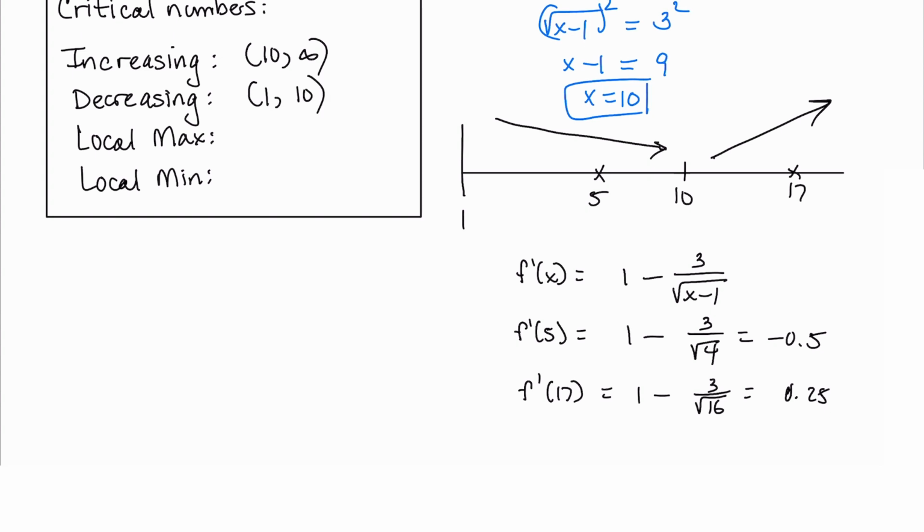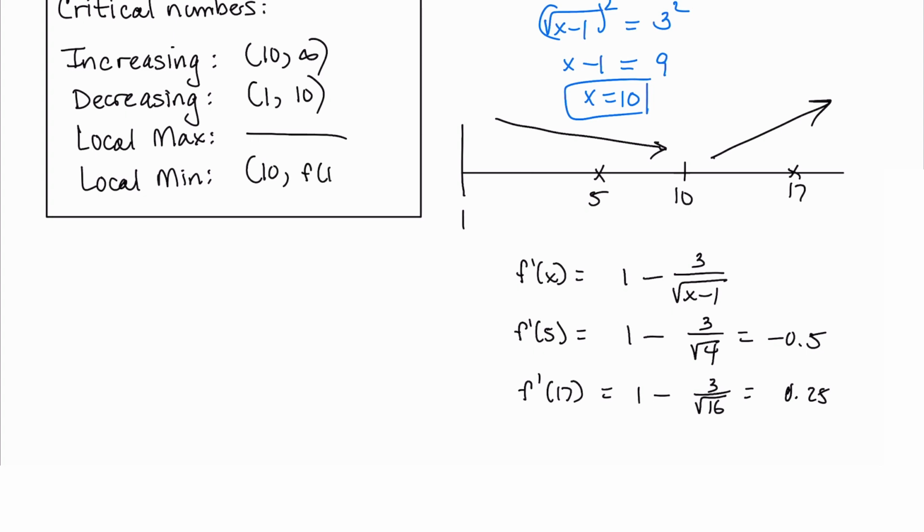1 to 10. So I'm not including 1 in the decreasing interval because it is an endpoint. Open intervals are what we use for increasing and decreasing. There is no local max because we're not going from increasing to decreasing. And it looks like we have a local min at 10.